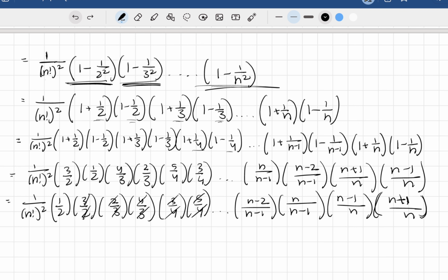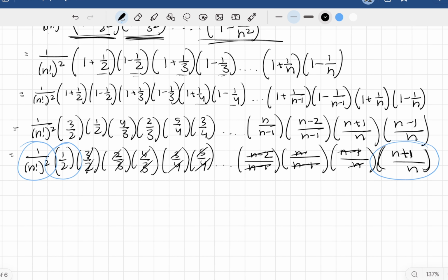Now let's start simplifying. We see that this n minus 1 and this n minus 1 get canceled out. This n and this n get canceled out. And eventually, this n minus 1 will cancel out with something here. This n minus 2 will cancel out with something here. All right? Now, let's see what we are left with. We are left with this term, and this term. All other terms have been canceled out. Let's rewrite that. N factorial squared times 1 over 2 times n plus 1 over n. And that is our final answer.